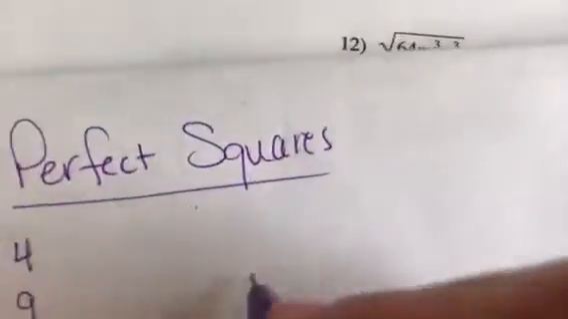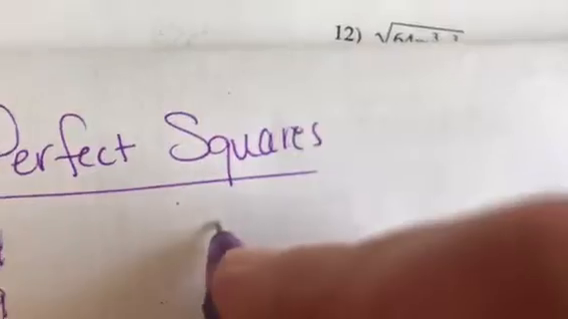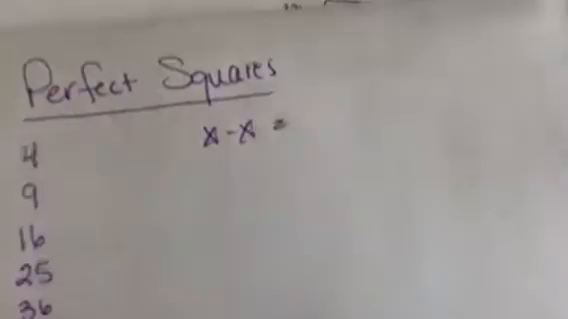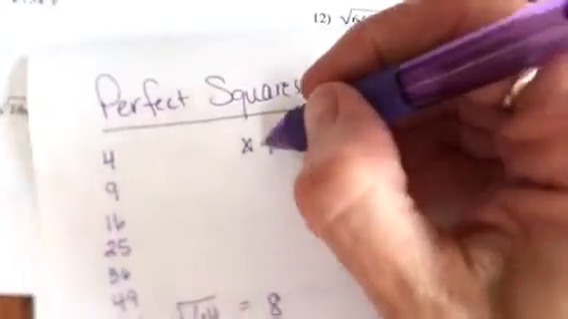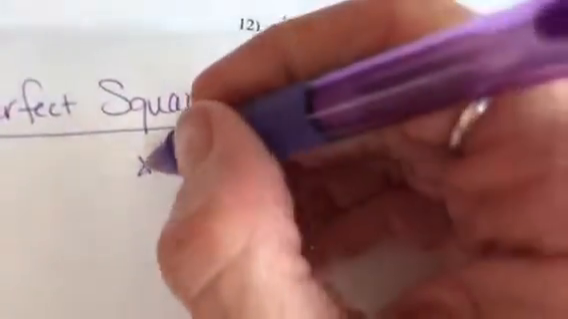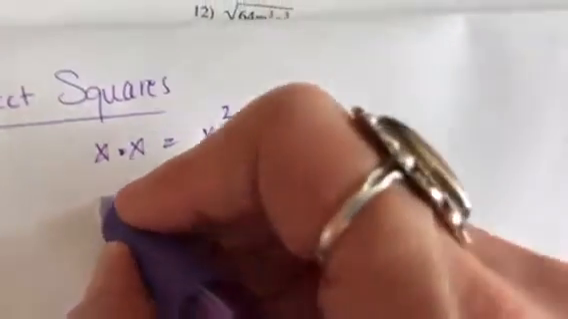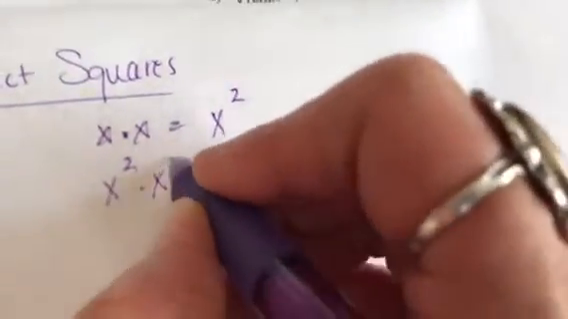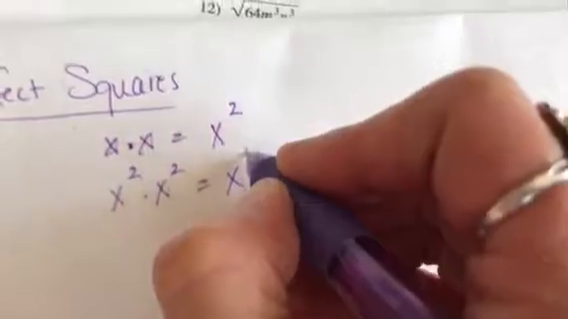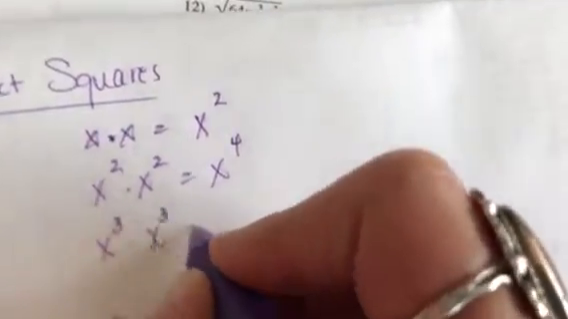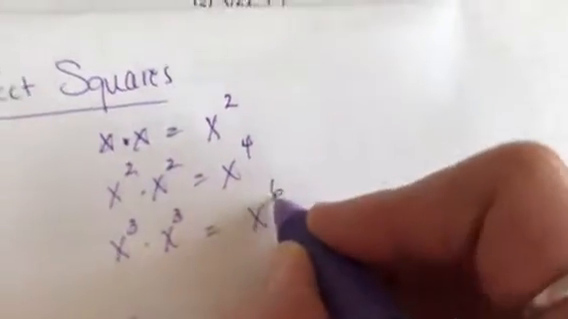All right, now, also some things that are perfect are, think about this, x times x. Remember when you multiply, you add your exponents. That would be x squared. And if I took x squared times x squared, that would give me x to the fourth. If I took x to the third times x to the third, I would get x to the sixth.